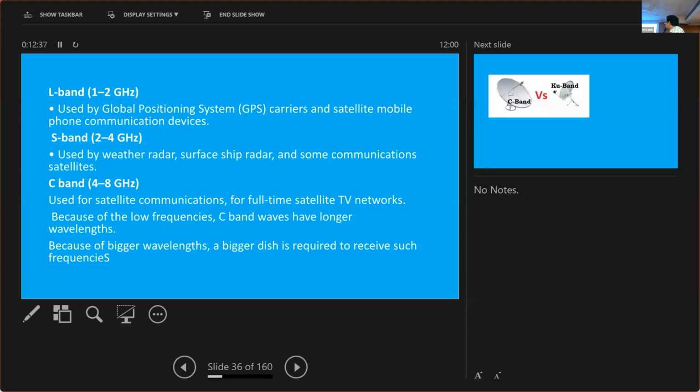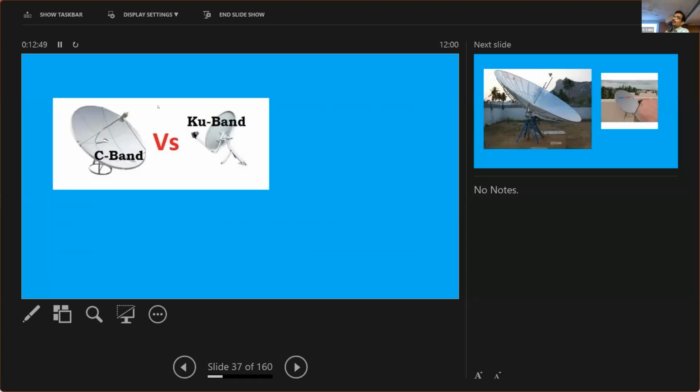Previously, communications used to use low frequencies, high wavelength. That's the reason the dish used to be very big. Now it is very small. In the future, different communication technologies will develop.